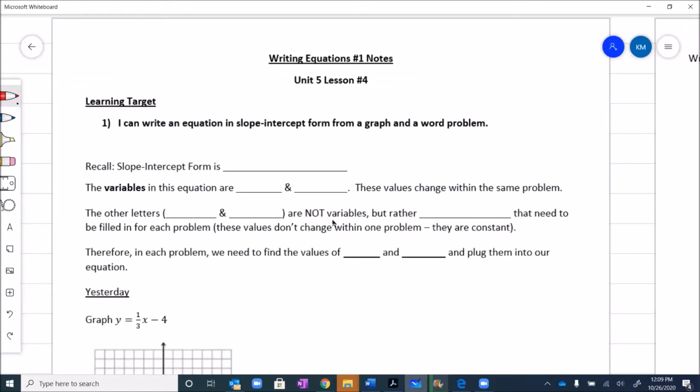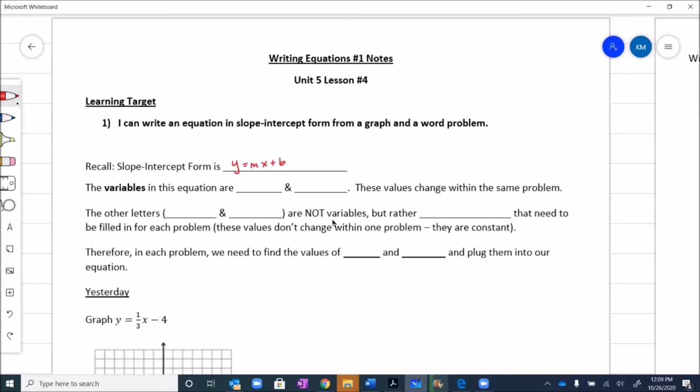Today we're going to look at writing equations notes. At the end of this video, you should be able to write an equation in slope-intercept form from a graph and a word problem. Okay, so recall that slope-intercept form is y equals mx plus b, where m stands for the slope and b stands for the y-intercept.